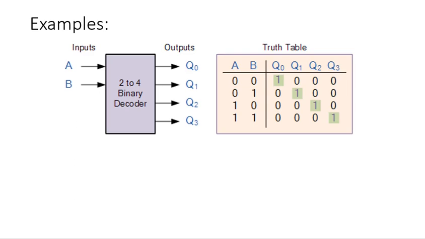So next we will see a few examples. So first example, we have the 2:4 binary decoder. So we have two inputs represented as A and B and four outputs represented as Q0, Q1, Q2 and Q3. The truth table for the 2:4 binary decoder is shown.